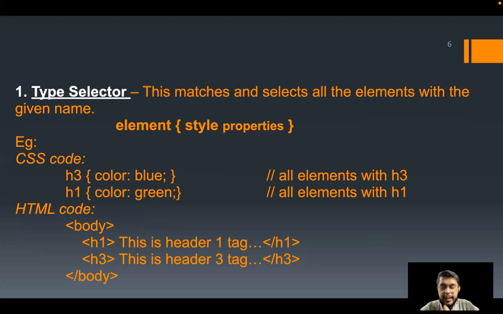The basic syntax is the element, then the style and the properties. I hope you can see a small example code snippet here. Let's go to the HTML part first. We have the body tag, the HTML head, the title, that's different. We'll consider mainly this part so that you can understand how the type selector works and what it is. We have two tags, H1 and H3, and there's some content written, like this is header 1 tag, this is header 3 tag, sorry, my bad. Now, if we go to the CSS part, as you can see, CSS, H3 and H1.